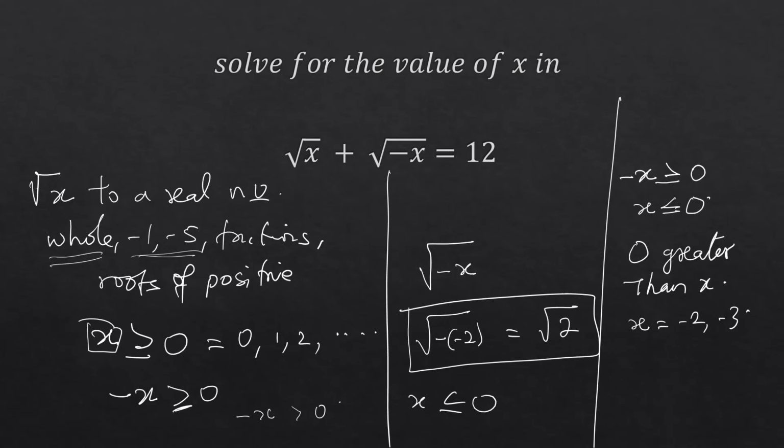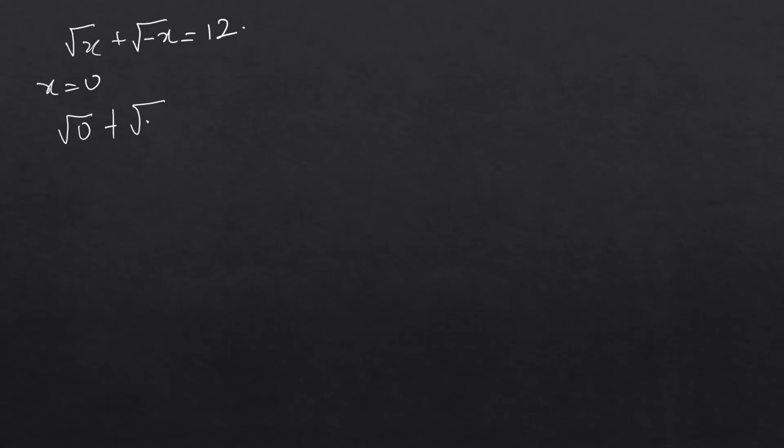Now, if this is true, let us test. Let's assume that x is greater than or equal to 0. Remember I'm still working with root x plus root of negative x equal to 12. If x is equal to 0, I have root 0 plus root of -0, which is 0 plus 0, which is 0. But you see, this 0 is not 12. So there is a problem.